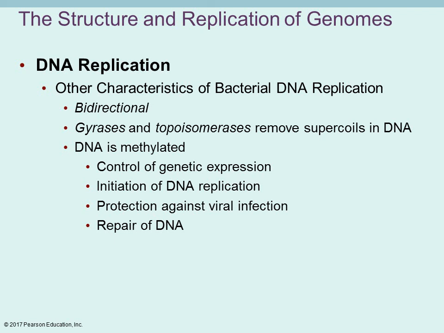DNA polymerase, because the DNA is circular, is bidirectional, meaning it starts from that origin and moves both to the right and left from there. DNA is methylated, meaning you put a methyl group on it. It helps to control gene expression. It helps to protect the DNA and is involved with repair.